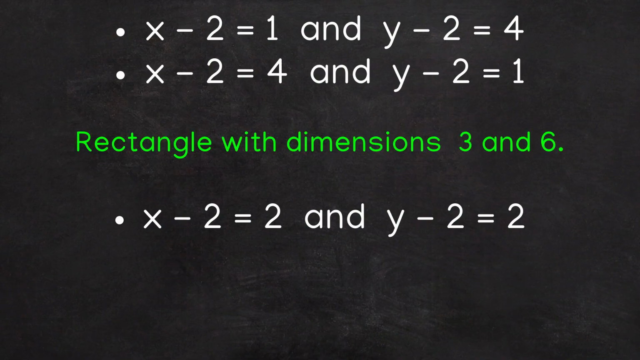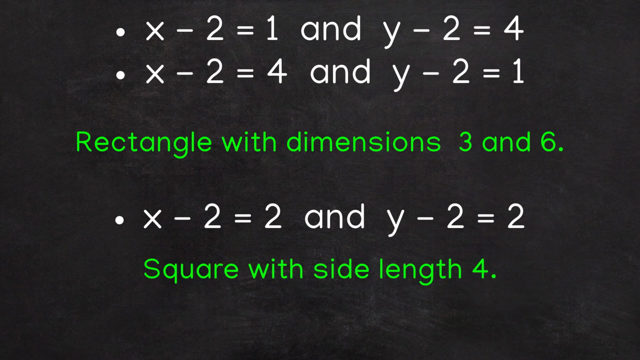The first two cases give us a rectangle with dimensions 3 and 6, while the third case gives us a square with side length 4. And that's it.